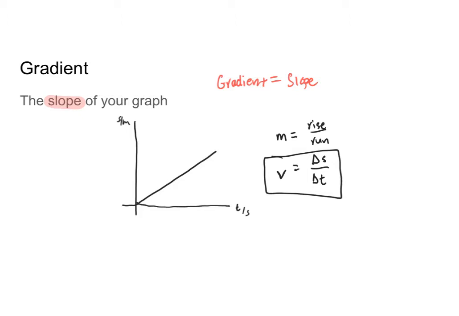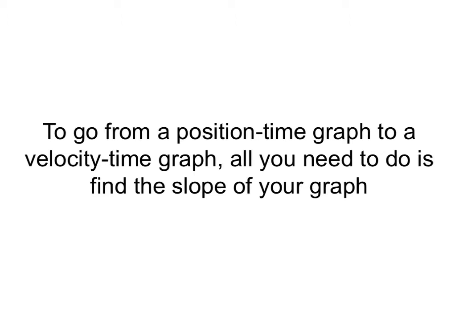You can also see that in the units, right? So we're measuring our x-axis in seconds and our y-axis in meters. So rise over run is going to have the units meters over seconds, which is, of course, the units for velocity. So guys, the key takeaway here is that to go from a position time graph to a velocity time graph, all you need to do is find the slope of your graph.